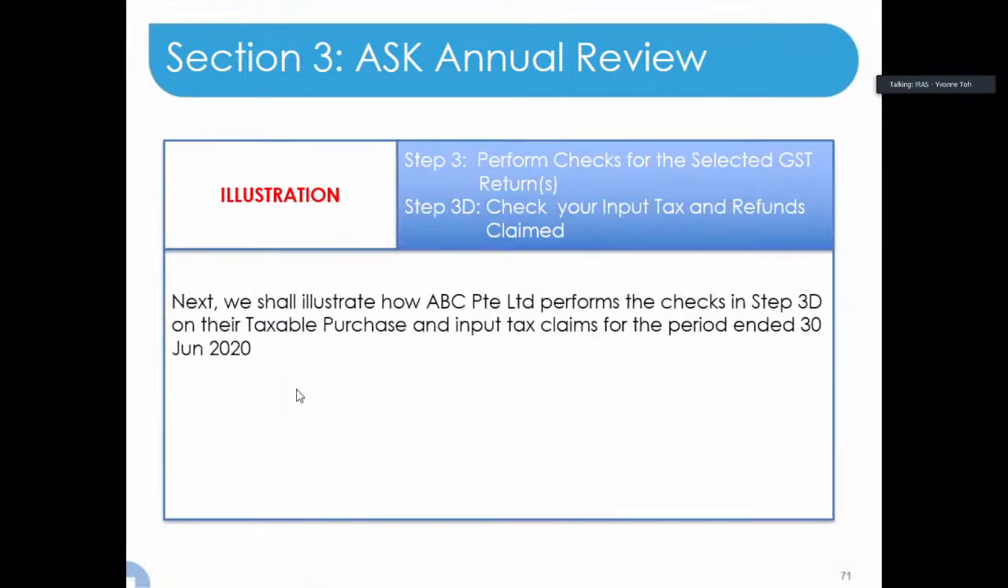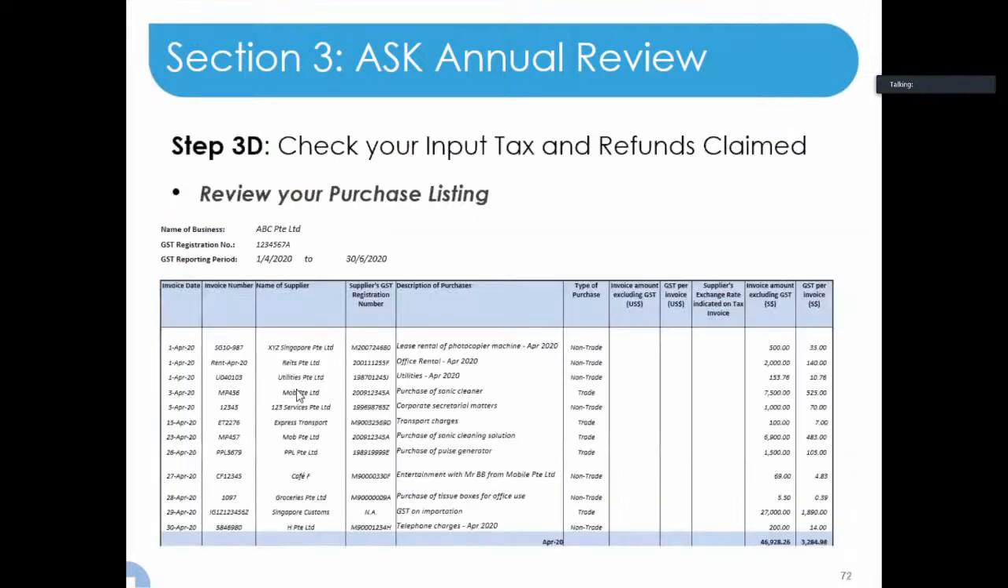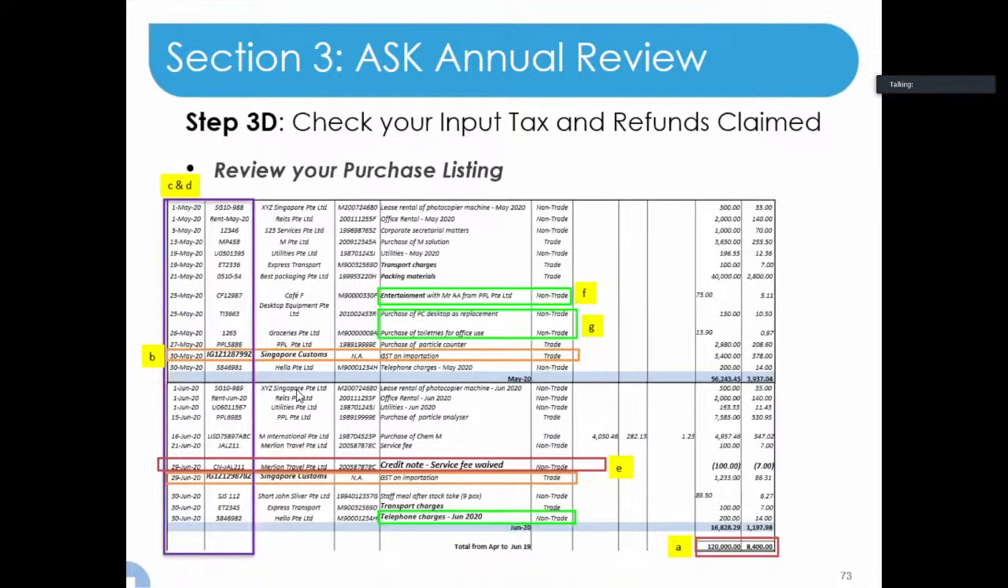Okay, so we are done with ABC for their zero-rated supplies. Let's move on to the input tax and refunds claim for the selected GST return, which is for the same period, 30th June 2020. Okay, so first thing, same thing, they will need to retrieve their purchase listing for the period under review. From the listing, ABC should check whether the listing total tallies to the GST return.